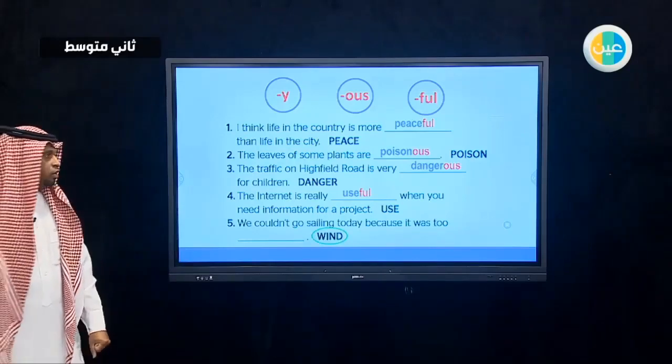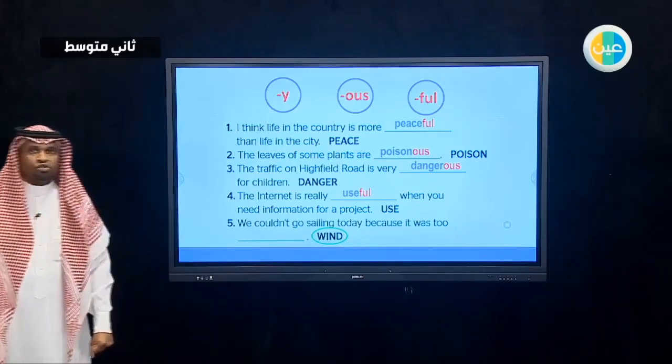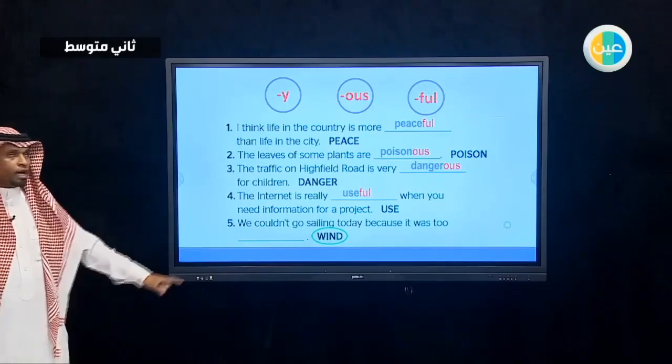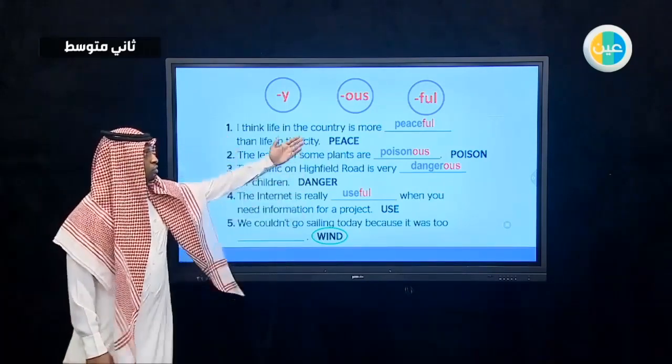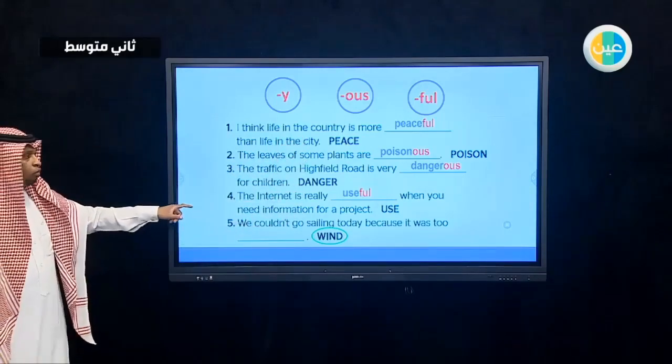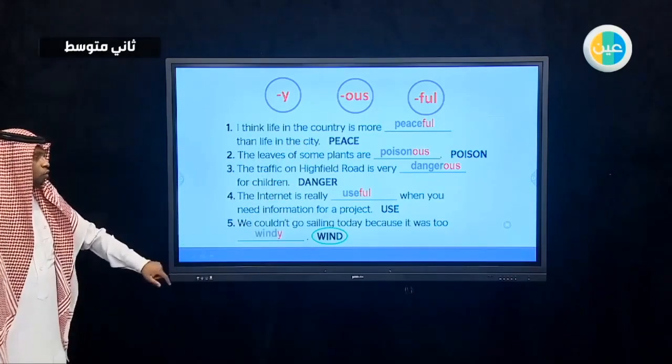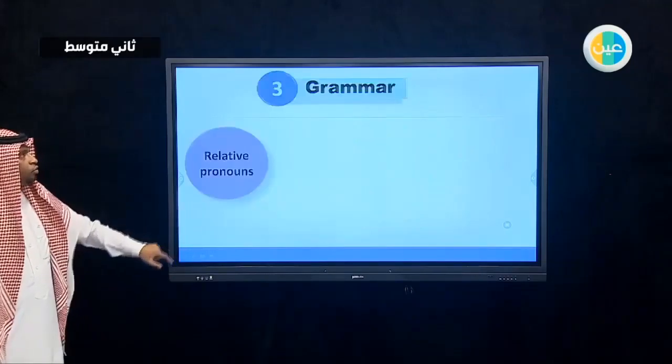Now, the last one, we couldn't go sailing today because it was too wind. No, we can't say it was too wind. How can we change it into an adjective? It should be an adjective. Can we say windy, windious, or windfall? Windy. Good.